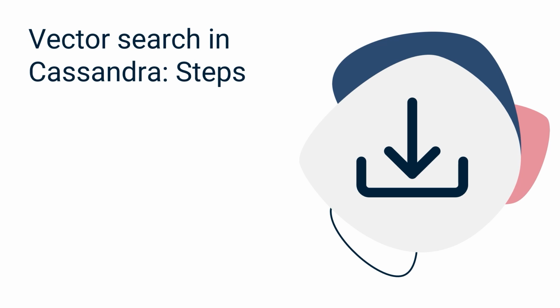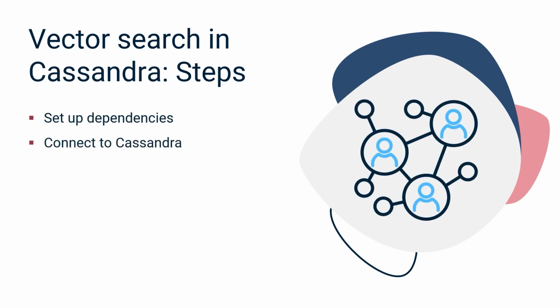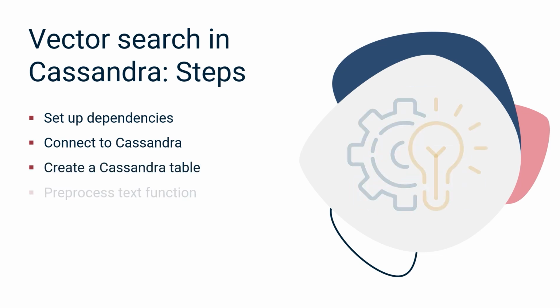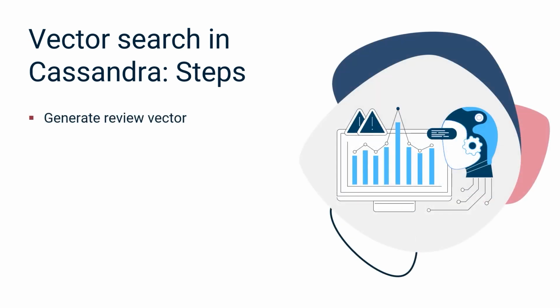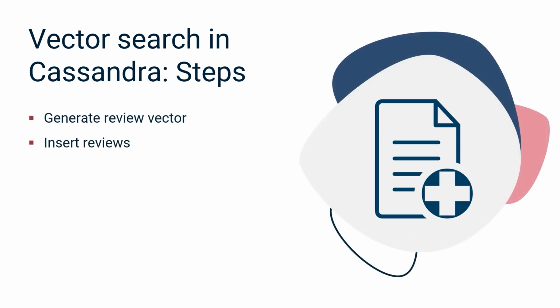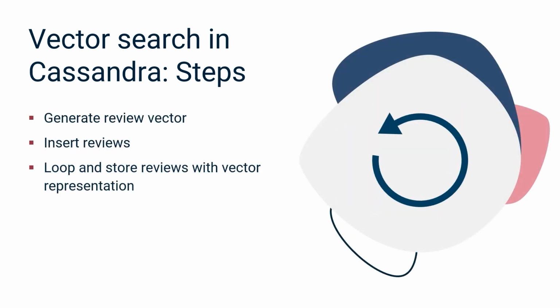The first step is to set up dependencies and then connect them to Cassandra. Next, create a Cassandra table and proceed to the pre-processing text function. Then, generate review vectors and insert reviews. Now loop through reviews and store them with vector representation. Let's now explore these steps in detail.